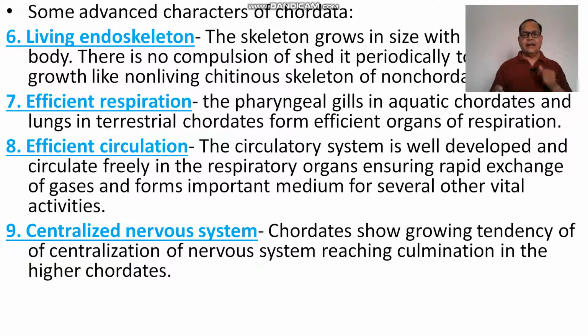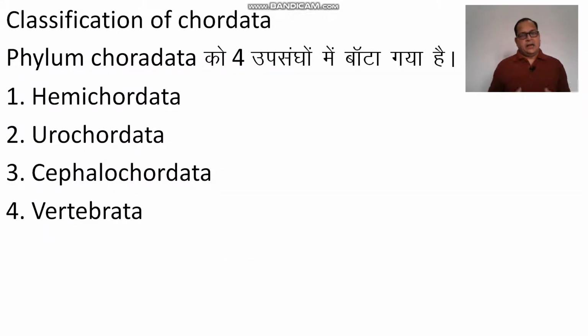Living endoskeleton. A living endoskeleton grows as the body grows. Efficient respiration. For the purpose of respiration, there are gills or maybe lungs. Efficient circulation. The circulatory system is well developed and circulates freely in the respiratory organs, ensuring rapid exchange of gases, and is an important medium for several other vital activities. Centralized nervous system. The chordates show a growing tendency of centralization of the nervous system, reaching culmination in the higher chordates.